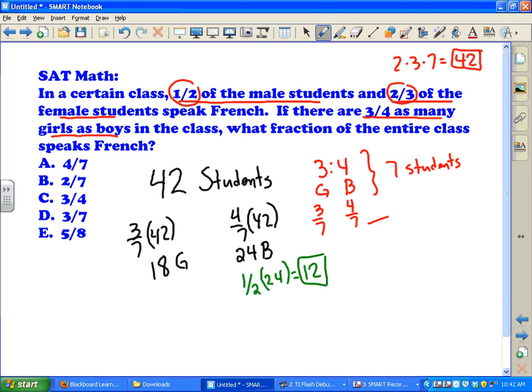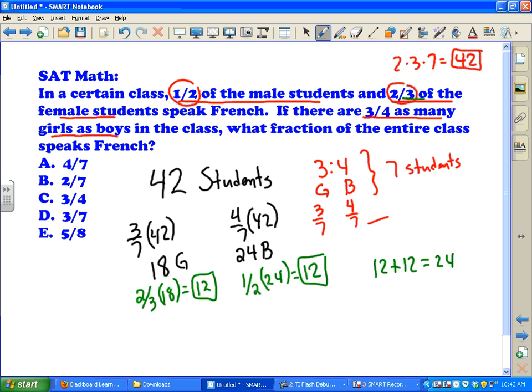And we also know that 2/3 of the girls speak French. So if we take 2/3 of 18, that would also be 12. So we have 12 girls and 12 boys speaking French.